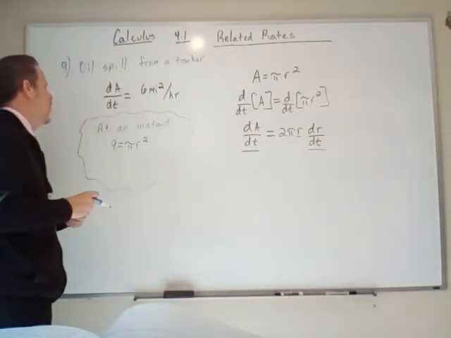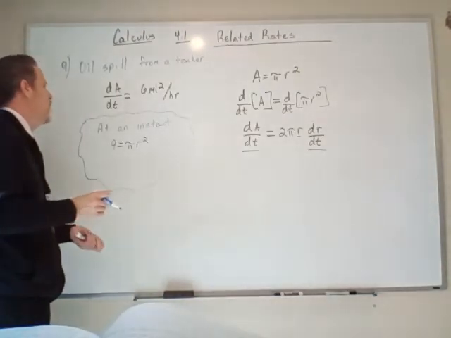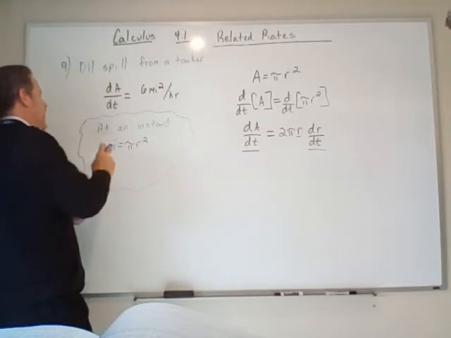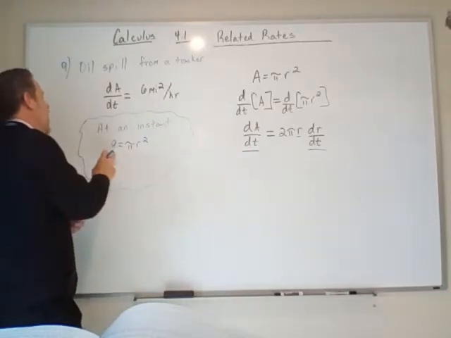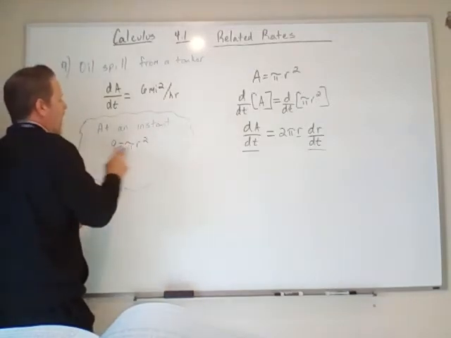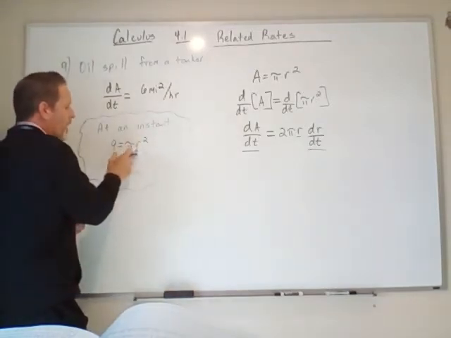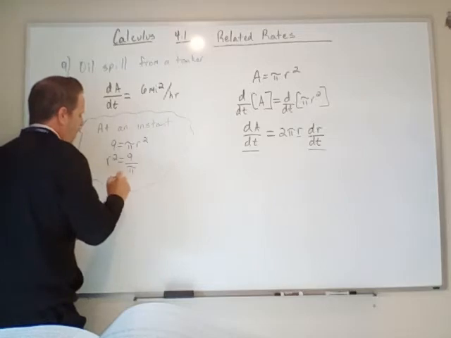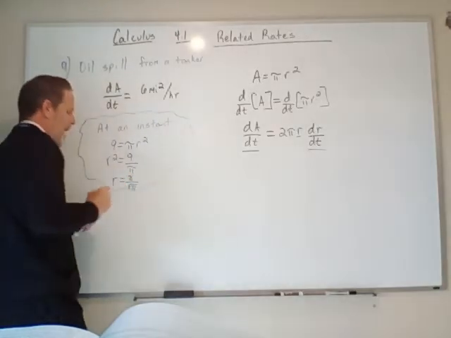Okay, so that means then we need to find out what the radius was when we had the value of 9 here. So that tells us then what? We've got to solve for r here, which means that r squared equals 9 divided by pi. So r is going to equal 3 over the square root of pi.